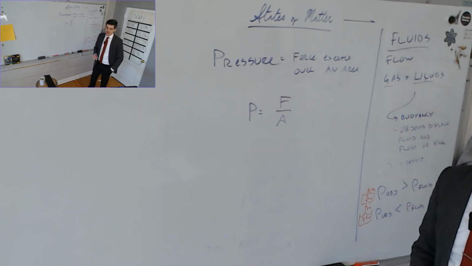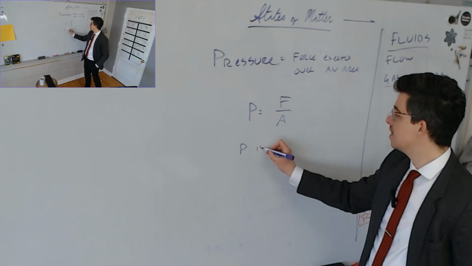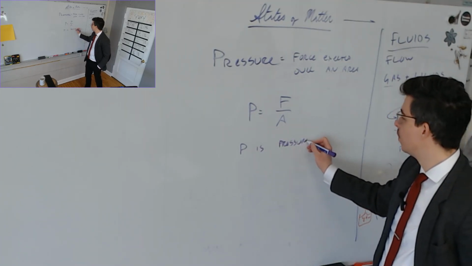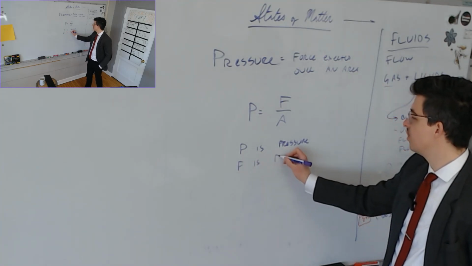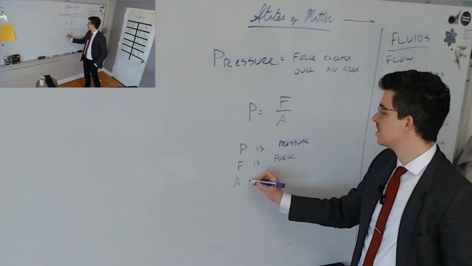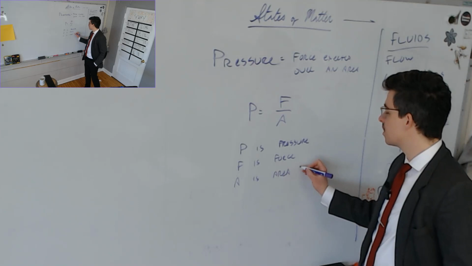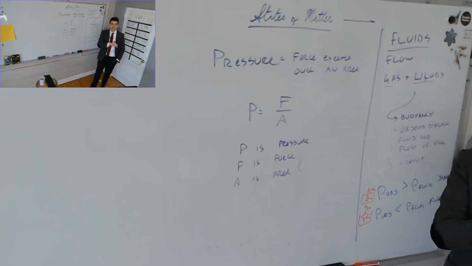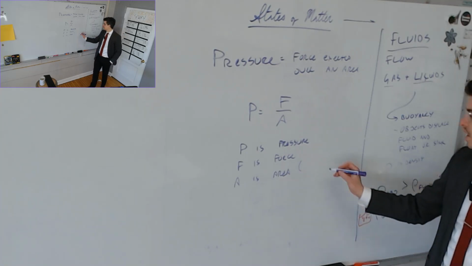Make sure it's capital A, where P is, guess, pressure. Where F is, guess, force. And where A is area. How do we measure area in the SI? What's the SI unit for area? It's length times width, so what units would we use? In the SI, meters. So square meters. Yes, meters squared.